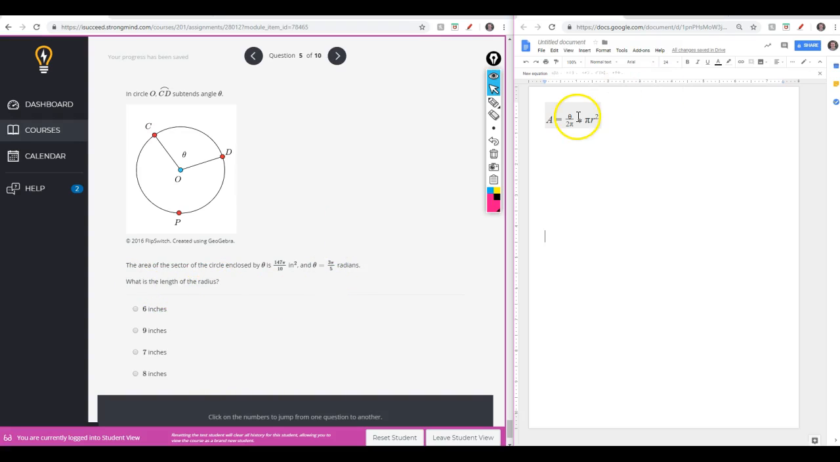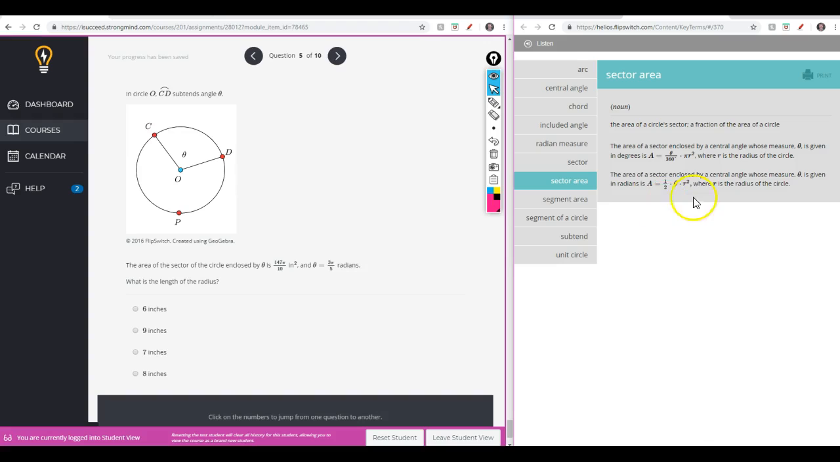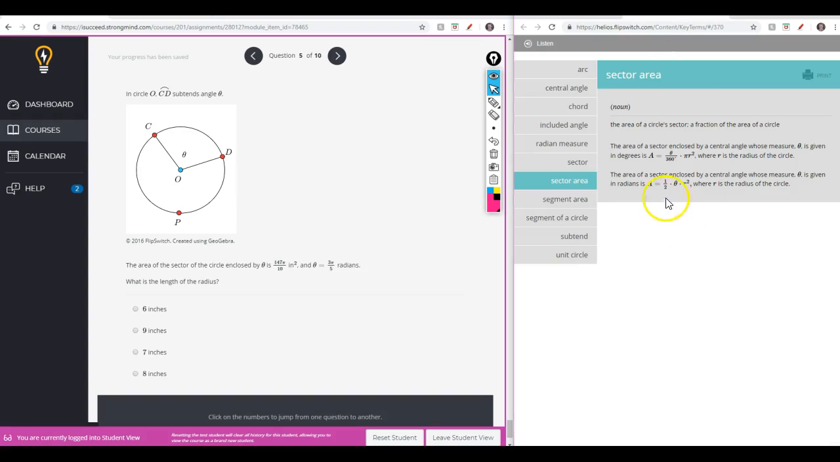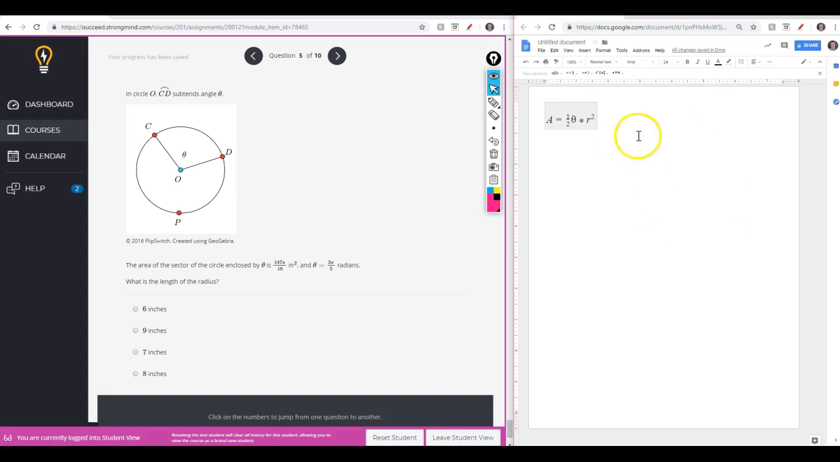Okay, so we have the formula... this is not the up-to-date formula. So we have the formula which was 1/2 theta times r squared. So this is actually 1/2 theta times r squared. Okay, let me double check. Yep, 1/2 theta r squared.